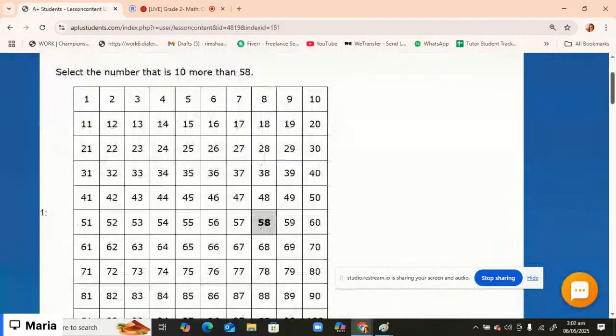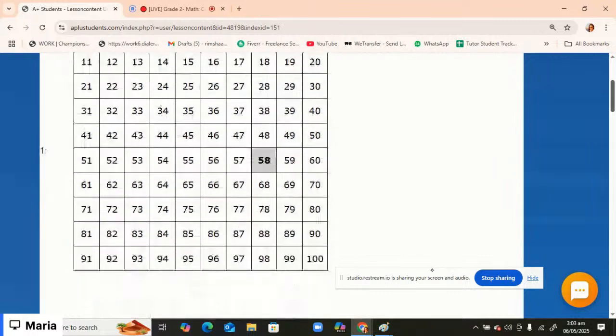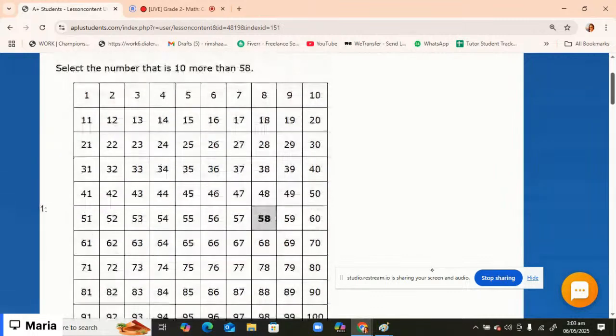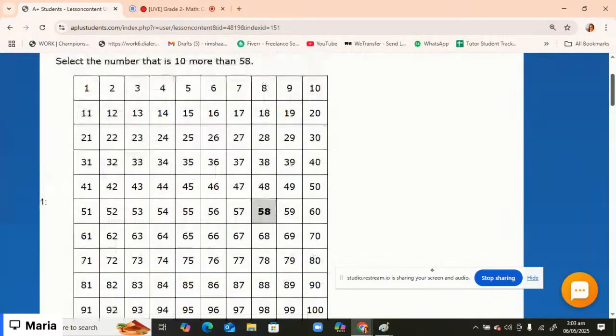Select the number that is 10 more than 58. Okay, it means 10 more than 58. First of all, this is the chart of 100, like counting up to 100. Here, first of all we select the 58. Where is the 58? It's on here. And how much are they saying? They are saying 10 more.